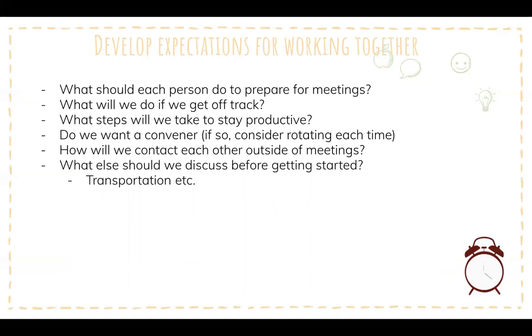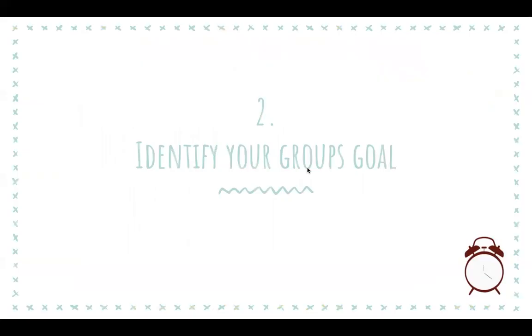What are you going to do if you get off track? What steps do you want to take to stay productive? And if things do get off track, do you want to have a convener? How are you going to contact each other, and what other things should you discuss before getting started? So one example of this is transportation, if everyone can access online or the internet, etc.